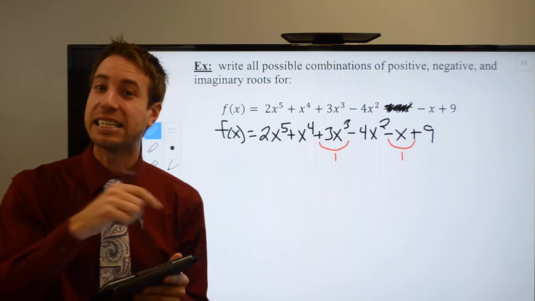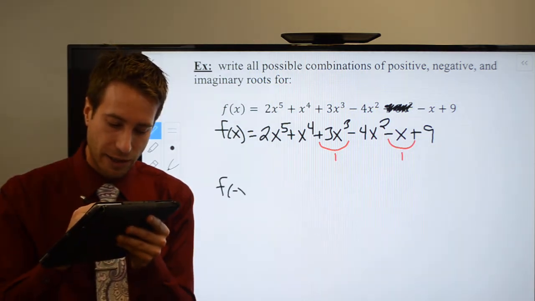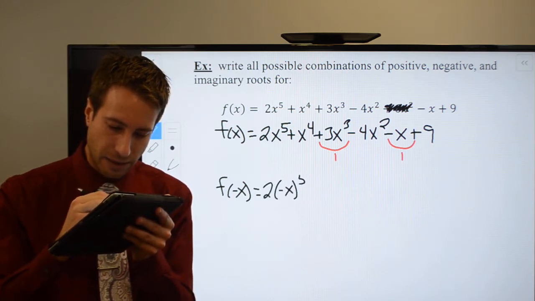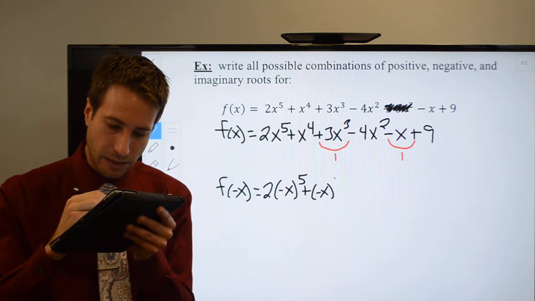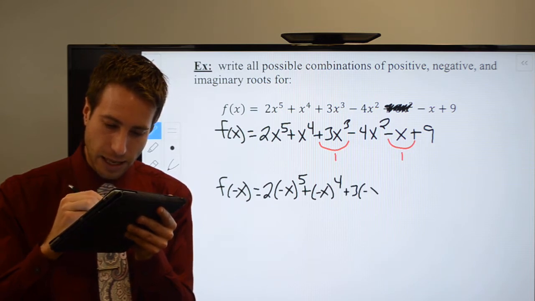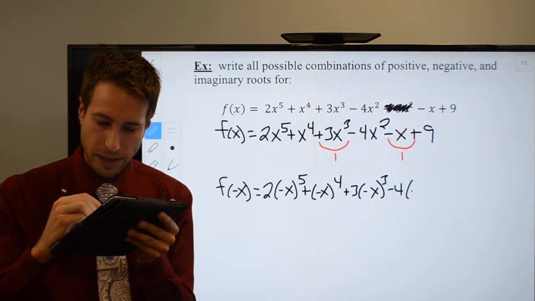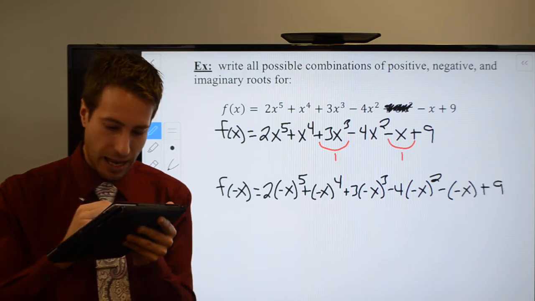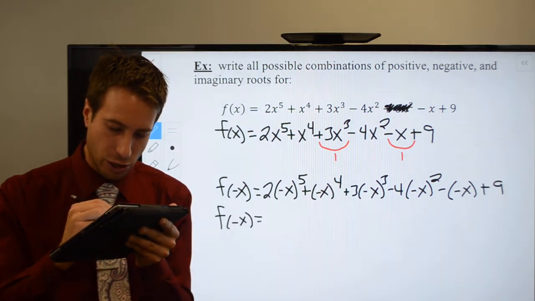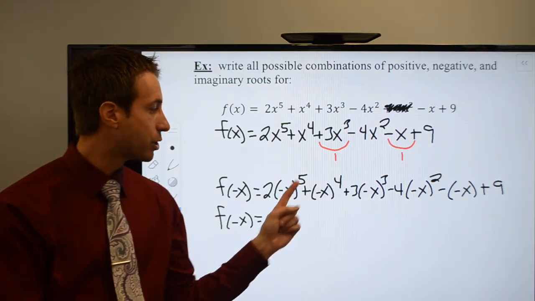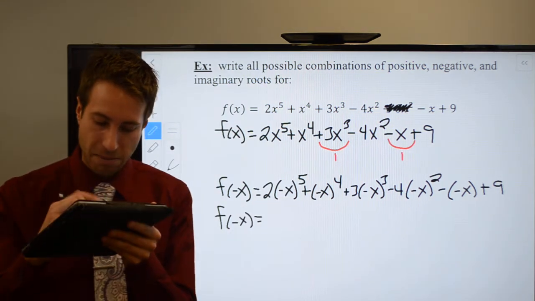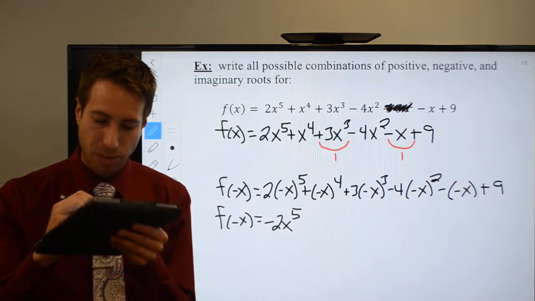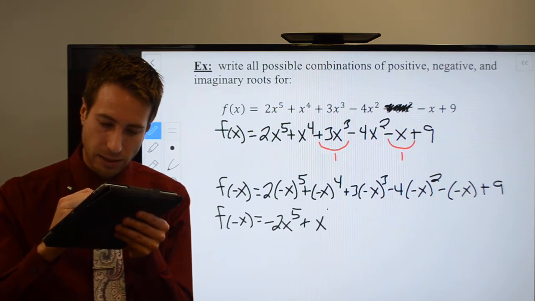Then, to find the negative real roots, I need to plug in a domain value of negative x. So let's go ahead and do that. We're going to have 2 negative x to the 5th plus negative x to the 4th plus 3 times a negative x cubed minus 4 negative x squared minus a negative x plus 9. And again, a little bit of real simple algebra here to take care of this. A negative number to an odd power is going to be negative, so this now becomes a minus 2x to the 5th. A negative number to an even power is going to be positive, so plus x to the 4th.